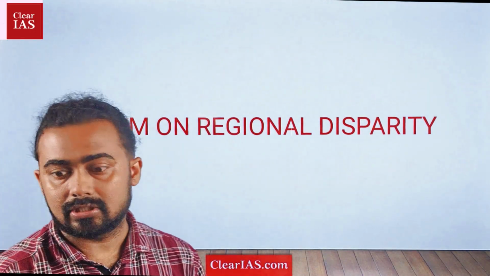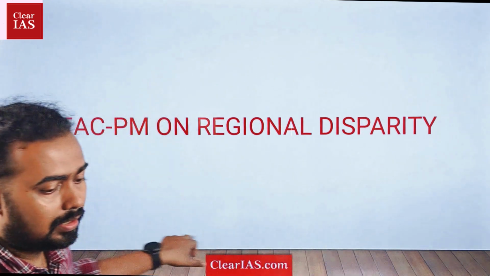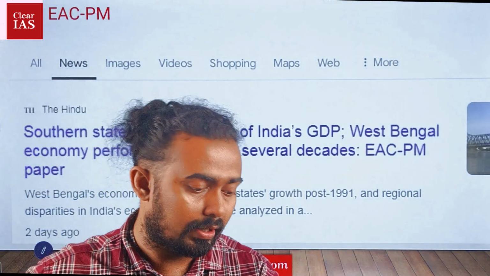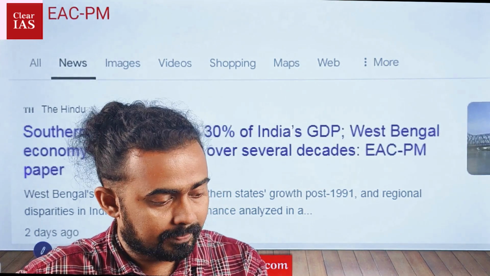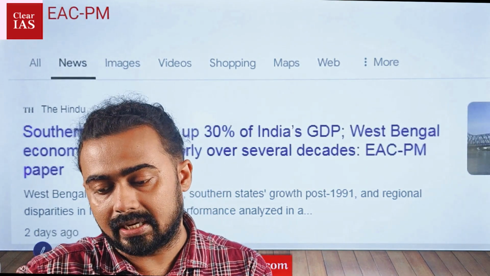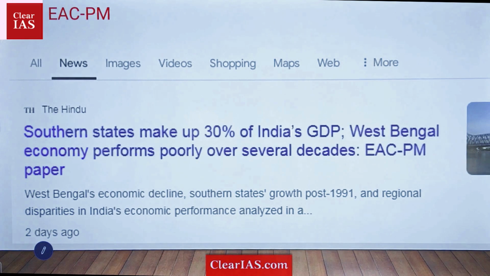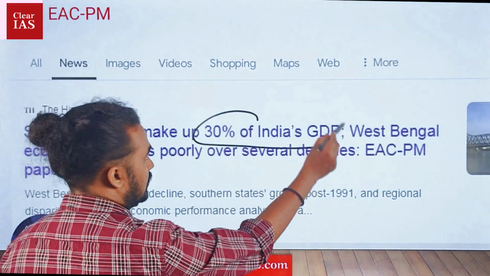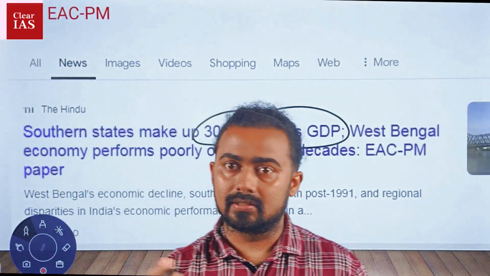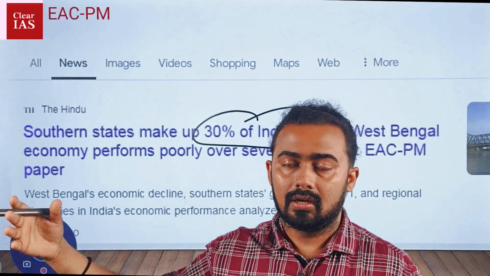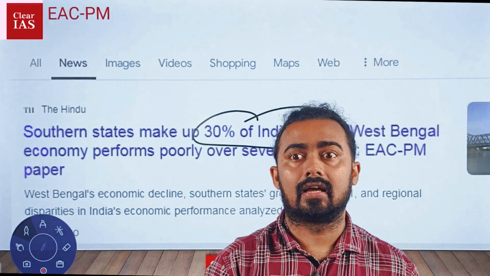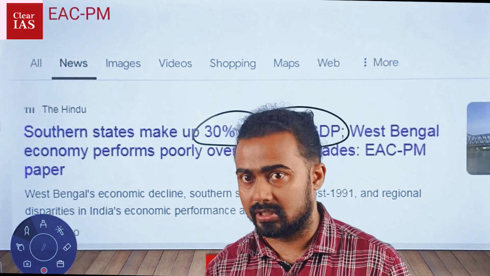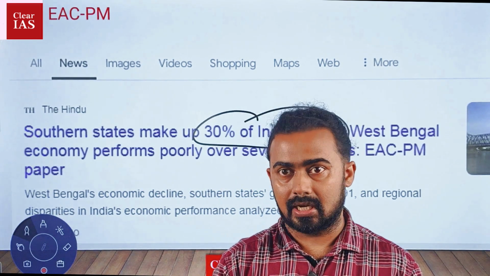Right. So there is one report that came out, on India's regional disparity. That is the context, the point which we are discussing. And what is the report saying? The Economic Advisory Council suggested that the southern states make up around 30% of India's GDP. So which are the southern states? There is Tamil Nadu, Kerala, Andhra, Karnataka, and Telangana also. All these southern states make up 30% of India's GDP, and that's what the report is highlighting.